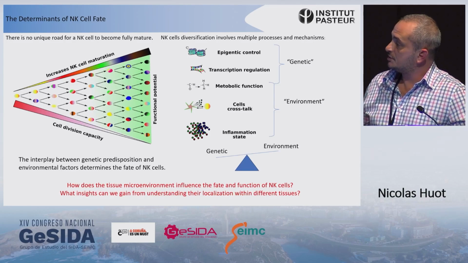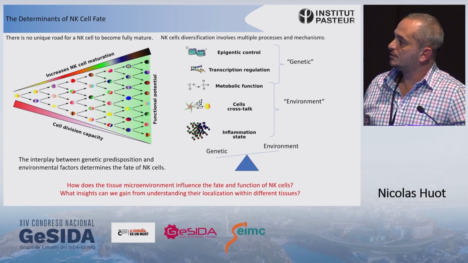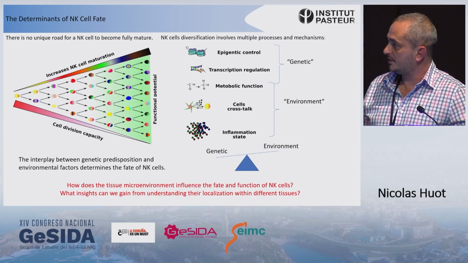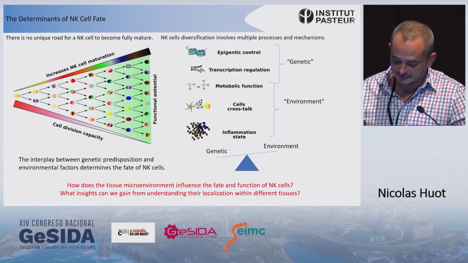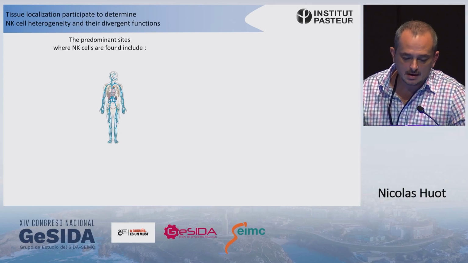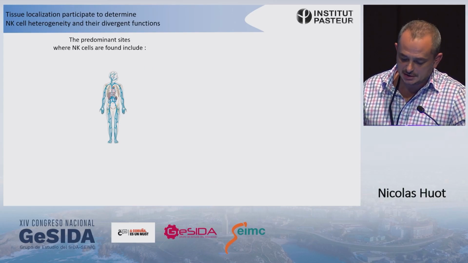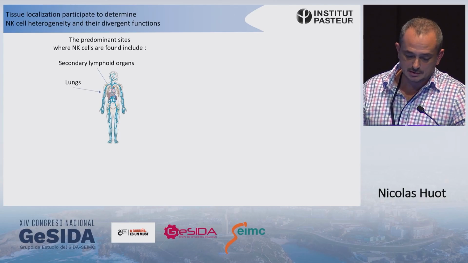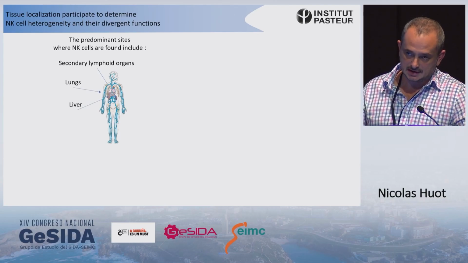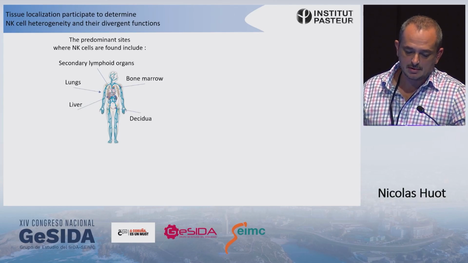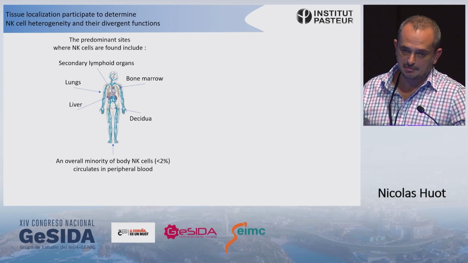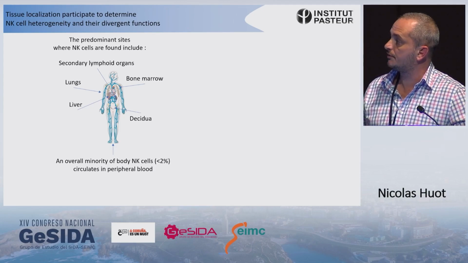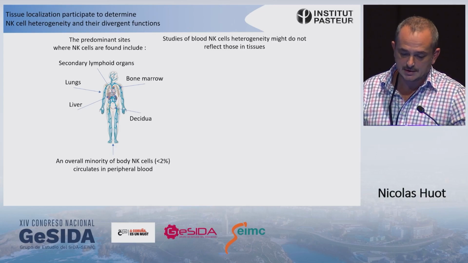One of the main questions regarding HIV infection is how does tissue microenvironment influence the fate of NK cells and function, and what insight can we gain from understanding the localization within different tissues? NK cells could be found in many tissues, such as the secondary lymphoid organs, but also in the lung, in the liver. It's not an exhaustive list, but in the bone marrow and in the decidua for women. And just to say that an overall minority of body NK cells are present in the blood. They represent only 2% of total NK cells present in individuals.